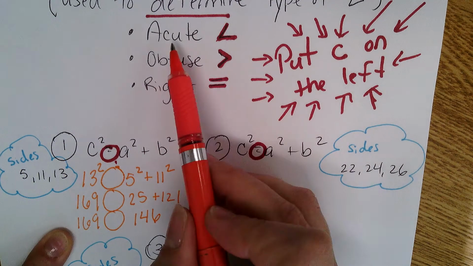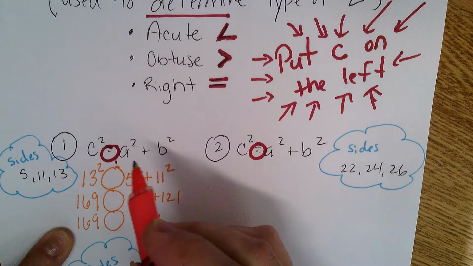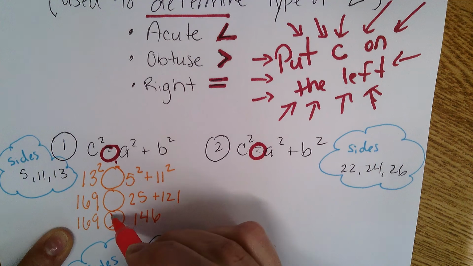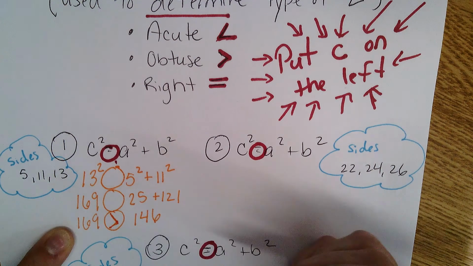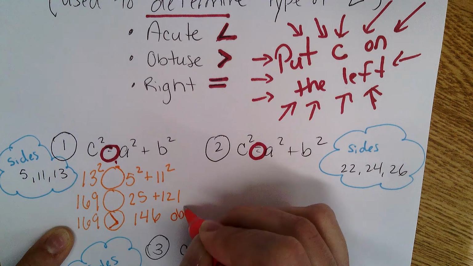Because remember, the answer I'm going to want is acute, obtuse, or right. So looking down here, 169, that is greater than. So remember, the bigger side goes towards the bigger number. It is a greater than sign, so if it's greater than, this is an obtuse triangle.